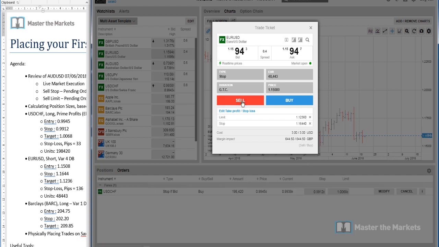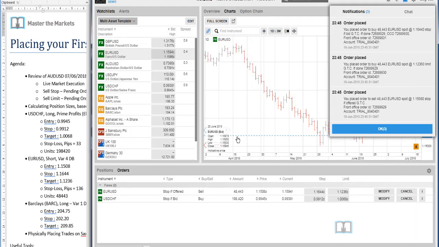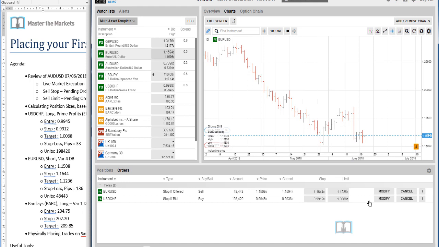And of course, this time I'm going short, so I'm going to click the sell button. And that will confirm my order to open on the Euro US dollar just there. Okay, so that's done on that side.